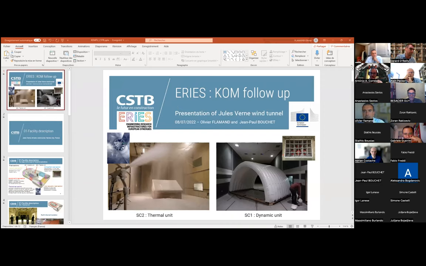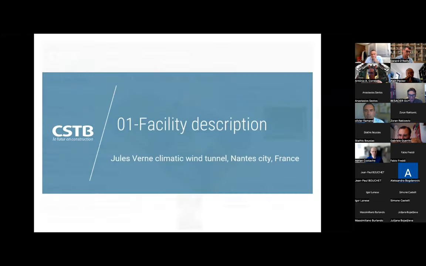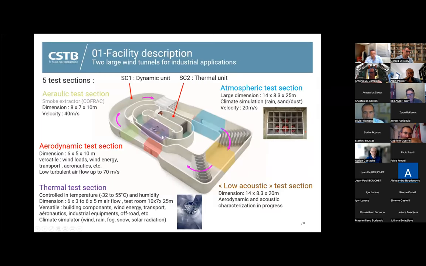Yes. Right. So I will present very shortly the climatic wind tunnel, Jules Verne. What is on this slide, you can see one thermal unit of the wind tunnel on the left and the dynamic unit of the wind tunnel on the right. Both wind tunnels, because they are independent, are open to the ERIES program. And to show you, each has its own fan system, one fan for the thermal unit and six fans for the aerodynamic unit, and a few testing chambers or testing sections that are different in the dynamic unit. So you will read these values as long as you can.